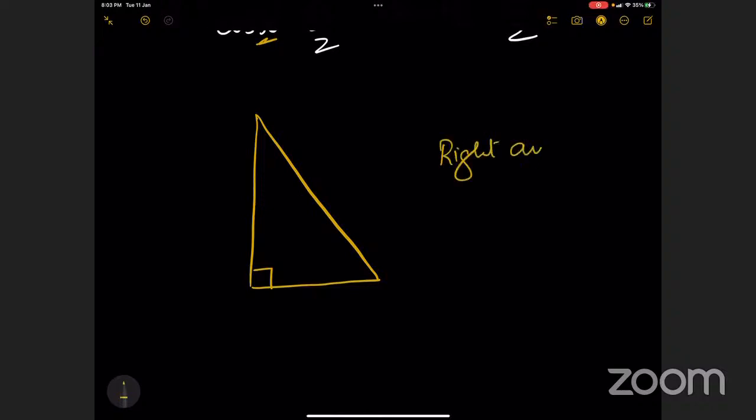Now I'll ask you one more question. Suppose I have drawn a triangle. What kind of triangle is this? This is a right angle triangle. Very good. This is a right angled triangle.